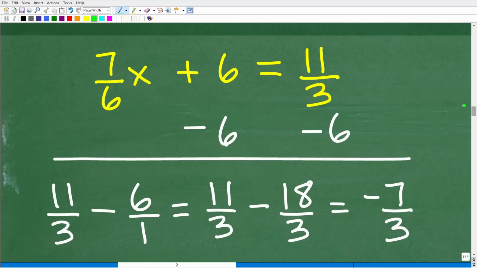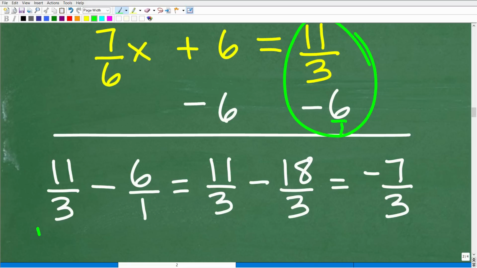Okay, so let's go ahead and do this now. We're subtracting 6 from both sides of the equation. So let's go ahead and do this work: 11 thirds minus 6, or 6 over 1. Okay, so this is the way that problem is going to look. And again, we need the same denominator, the lowest common denominator. So this is 3, this is 1.